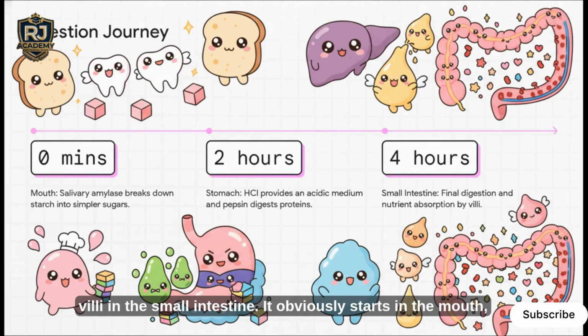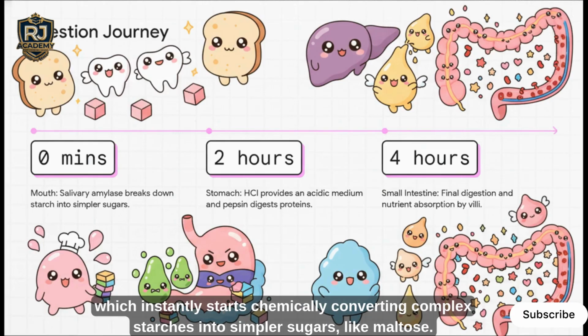It obviously starts in the mouth, where your teeth mechanically crush the food, and saliva mixes in. Now, saliva contains an enzyme called salivary amylase, which instantly starts chemically converting complex starches into simpler sugars, like maltose.